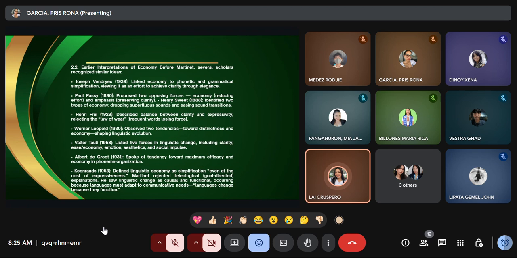That is why Martinet defined linguistic economy as a way for language to become more serviceable or more useful by making the greatest possible savings for the speaker without hurting the clarity of the message. So this means speakers always want the easiest way to talk, but the language must stay clear for the listener. Okay, and that's it.